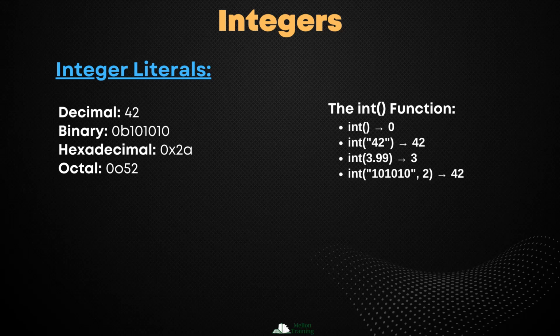In this case, they're all different representations of the same value. You also know about the int function, which returns 0 when you call it without any arguments. Otherwise, it will convert whatever data type you supply, such as a string literal, to the corresponding integer number. When you call the int function with a floating point number as an argument, it will truncate its fractional part and only return the whole part as an integer. Finally, the int function can optionally take another argument, which is the base of the system used to interpret a string of digits, such as 101010, in the given base.